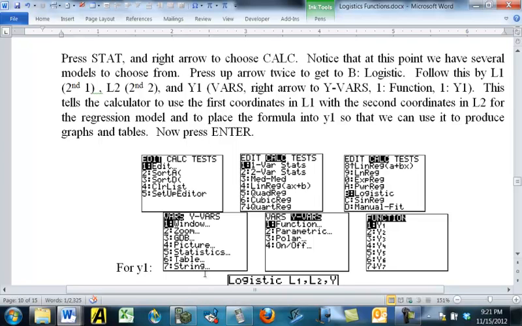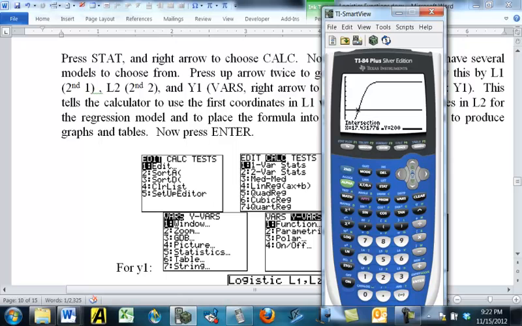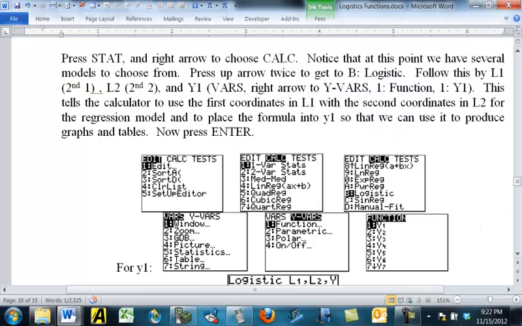Now to get Y1, you can hit variables, go right arrow to Y variables, choose function, and number 1. If you've got the newer operating system, there's a shortcut to that. I think it's the alpha button, and then one of the things up here, it's F4, like that to get your Y1 or whatever.